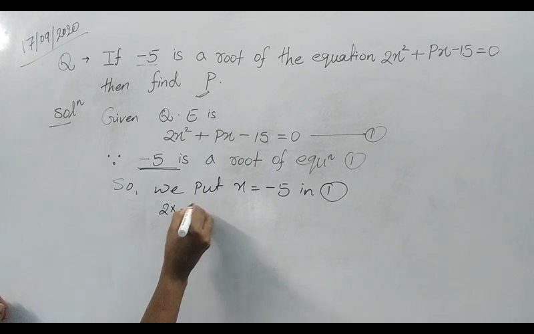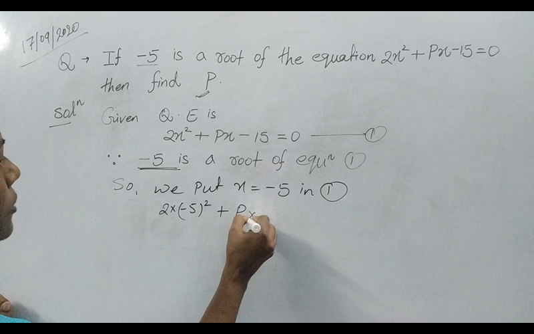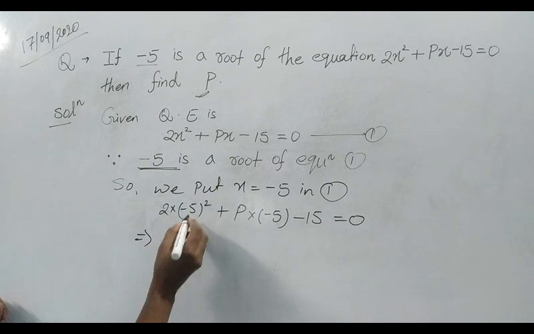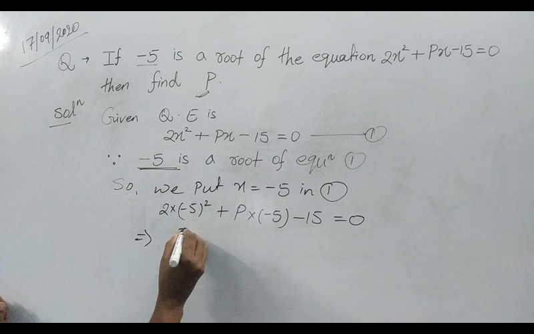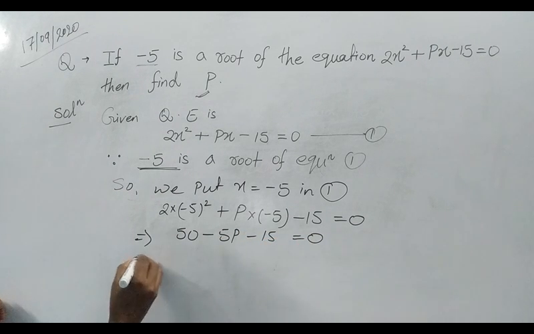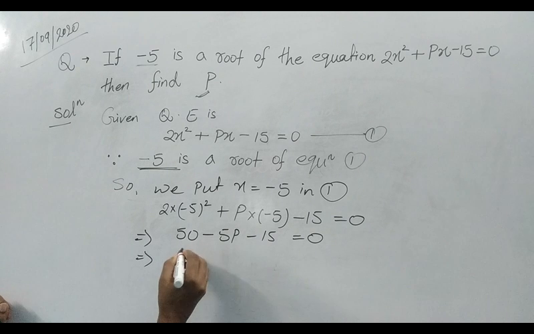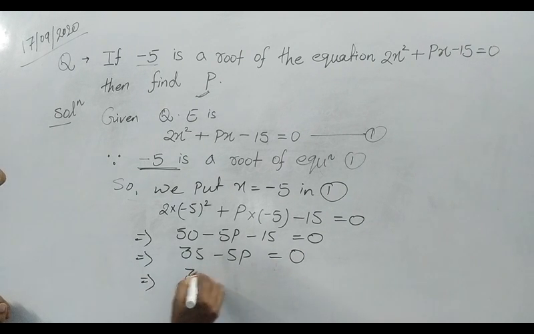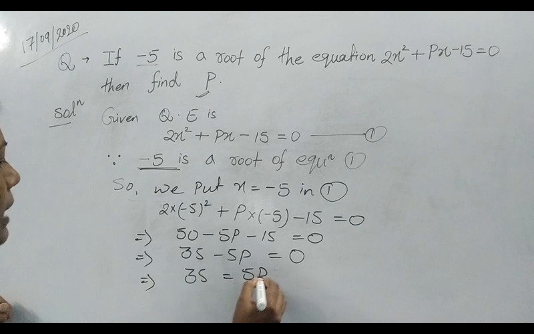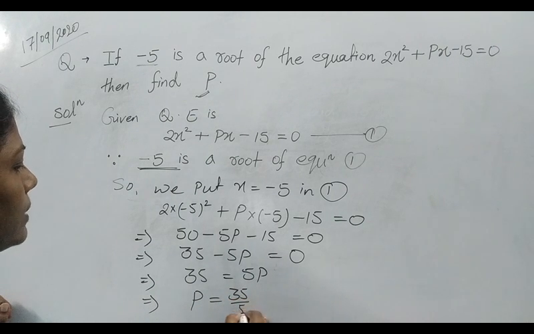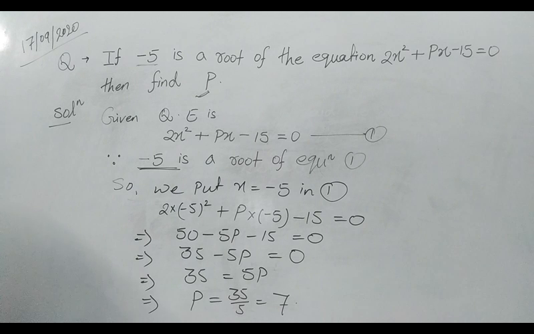So 2 into minus 5 whole square plus p into minus 5 minus 15 is equal to 0. This implies 25 into 2, 50, minus 5p minus 15 is equal to 0. That means 35 minus 5p is equal to 0. Now send 5p to the other side, we get 5p equal to 35. Now send 5 here. That means p is equal to 35 divided by 5, we get 7. That means the required value of p is 7.